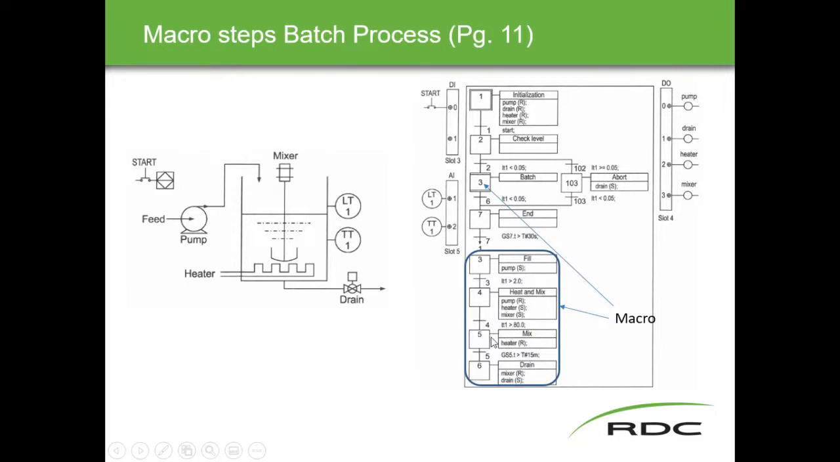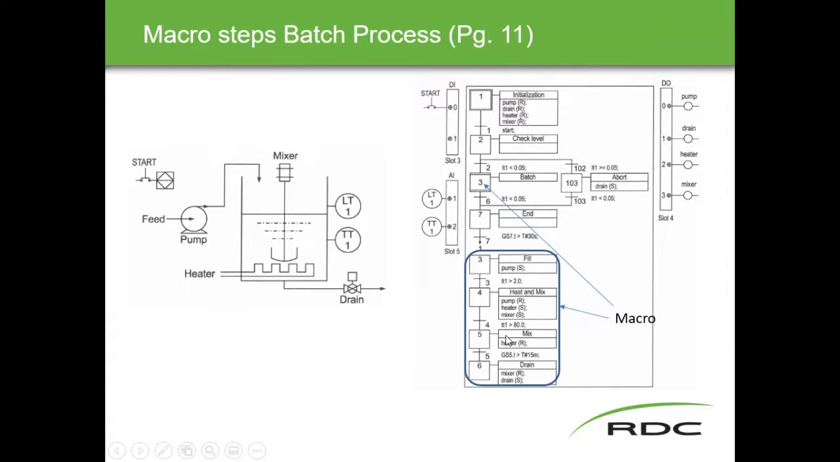Once that happens, it'll go to the next step, which turns the heater off. Then it'll run for another 15 minutes, at which time the mixer will turn off and the drain solenoid will energize and it'll drain out the product. So that's what's going on inside that batch process. That's kind of the way SFC works, and if you can wrap your head around it, it's just another language and another way of doing things, but that's basically what's going on here.